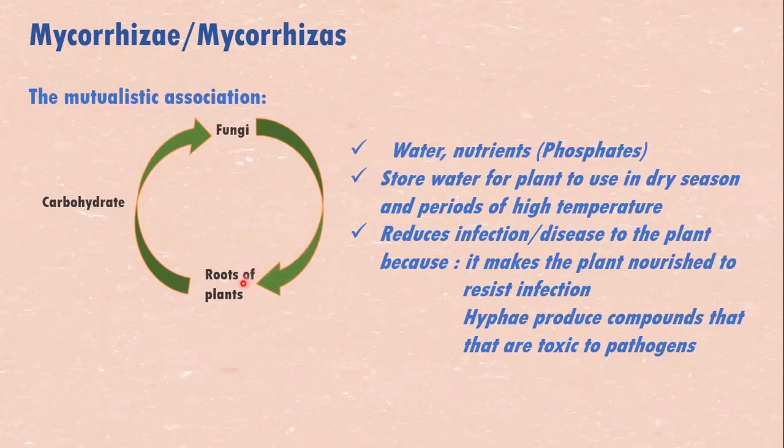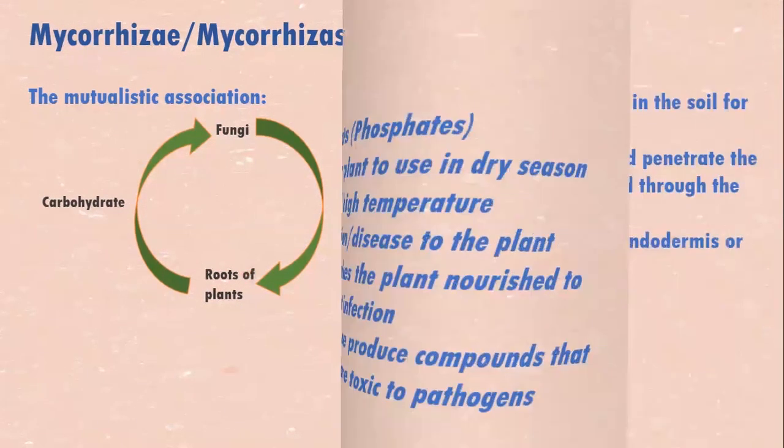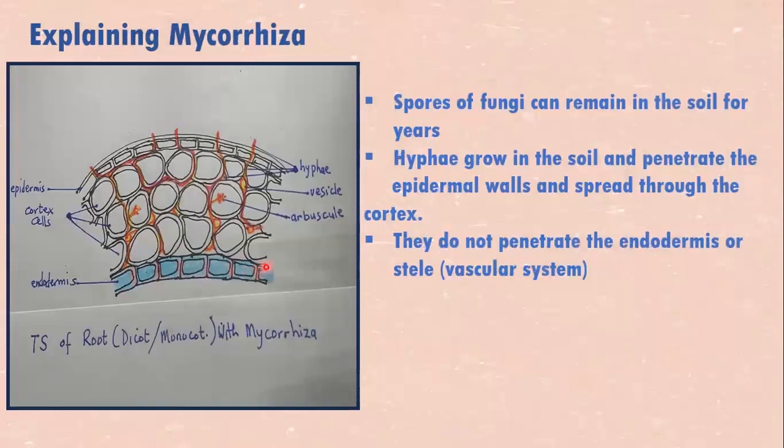What does the fungi get? When the plant manufactures its carbohydrates, the fungi will also get the carbohydrates. That is why the association is mutualistic. Now, we want to look at how the fungi gets into the roots. Much of the fungi is extensively in the soil, but some also enter the roots.